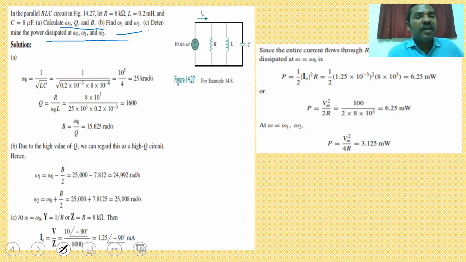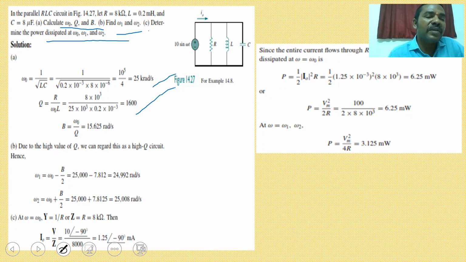Okay, so omega naught is equal to 1 by root LC. L is given as 0.2 millihenry and C is given as 8 microfarads. If you substitute, you can get 25,000 radians per second. Then the quality factor Q is equal to R by L omega naught. R is equal to 8 kilo ohms, omega naught 25,000 and L value 0.2 millihenry. If you substitute, you are getting 1600.